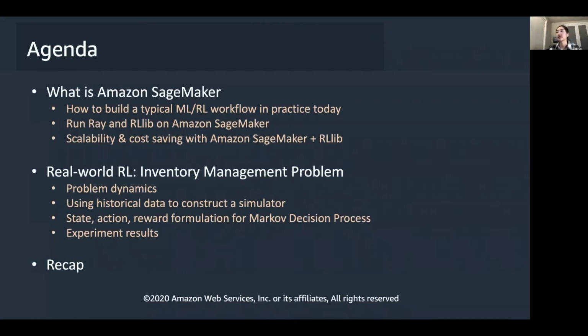Let's start with the content of today's presentation. In principle, we will have two components. First, we will talk about what is Amazon SageMaker. And we will use reinforcement learning as an example to demonstrate how to build a typical reinforcement learning/machine learning workflow in practice today. And then I will introduce you how you can run Ray and RLlib seamlessly on Amazon SageMaker, together with the ability to scale and save your cost with Amazon SageMaker plus RLlib.